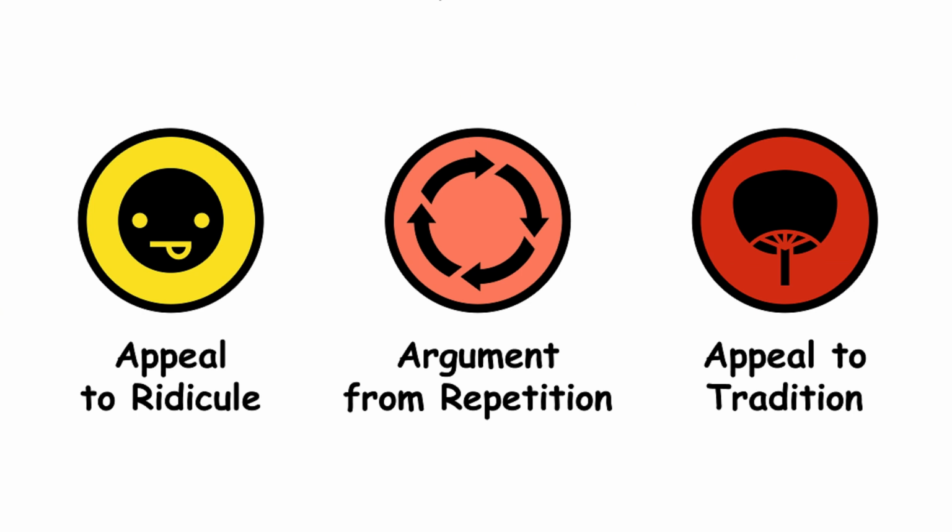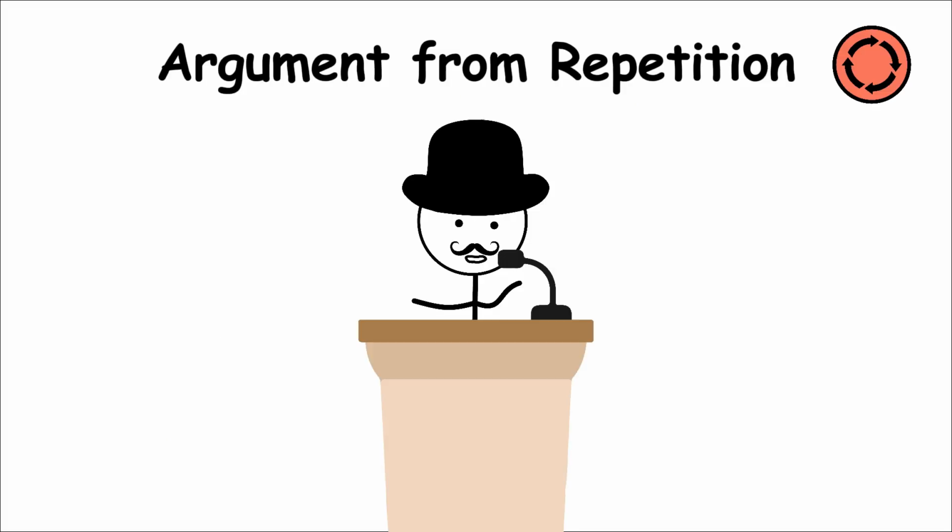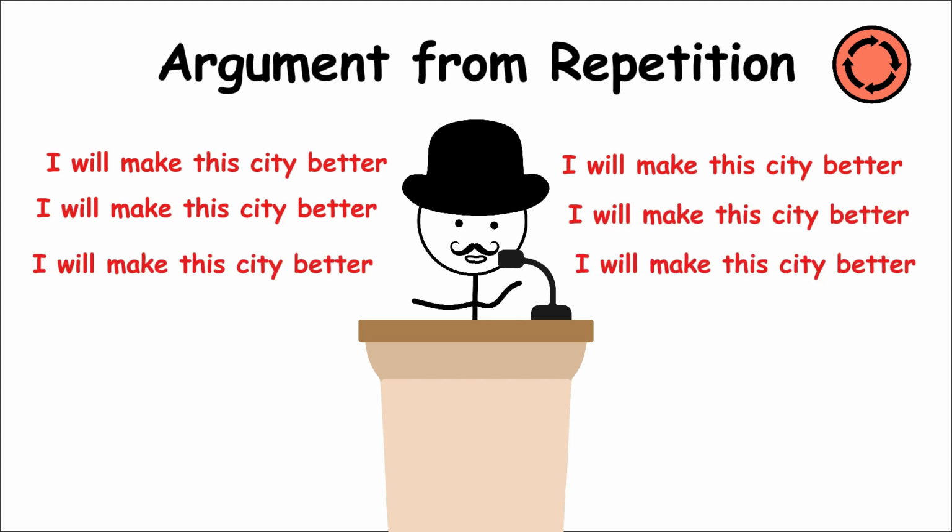Argument from repetition. This fallacy happens when a statement or claim is repeated so often that people begin to accept it as true without critically examining the evidence. For example, a politician who keeps saying, "I am the best candidate for the job," in every speech, interview, and advertisement without providing any reasons or evidence to support the claim. Over time, some people might start to believe it.